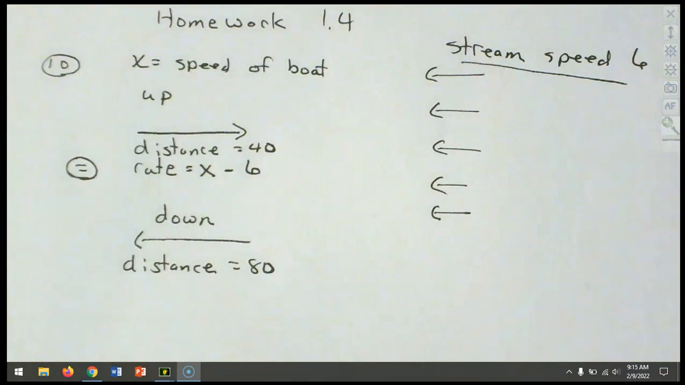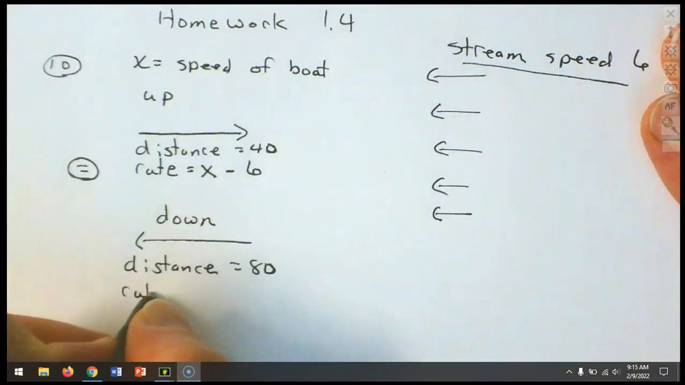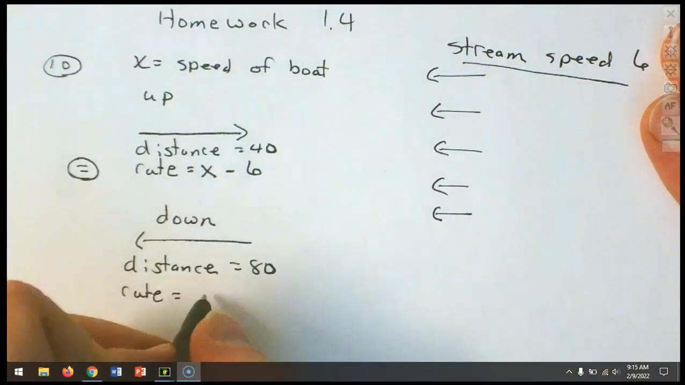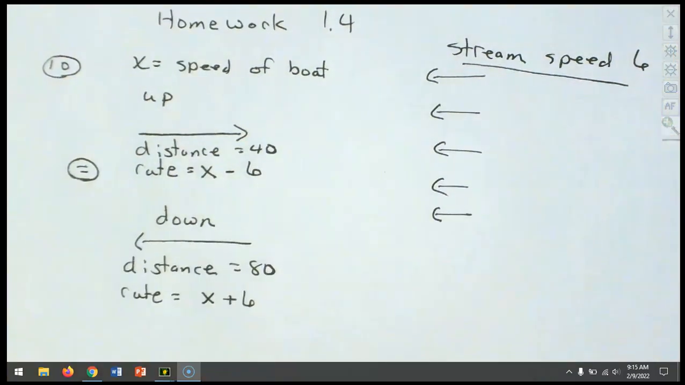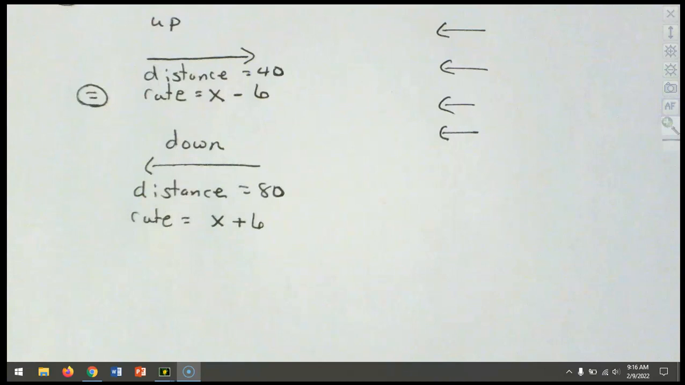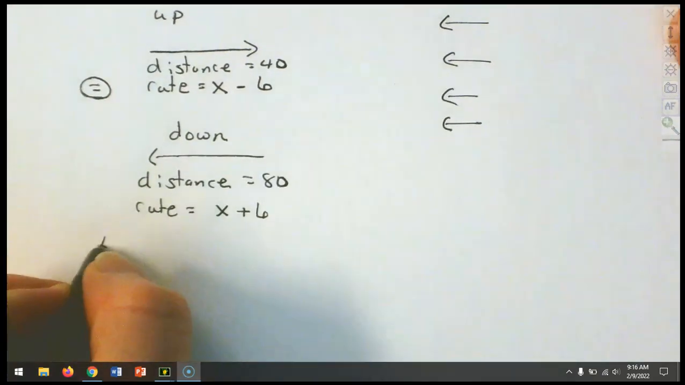Now, when you turn around and you go downstream, what happens with it? Well, this is making it go faster. So that rate of speed would be x what? Plus 6. This one is a little bit different because we're not going to be working with the distance. We know the times are the same.